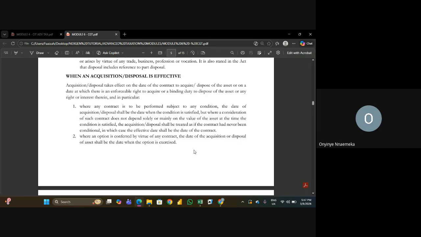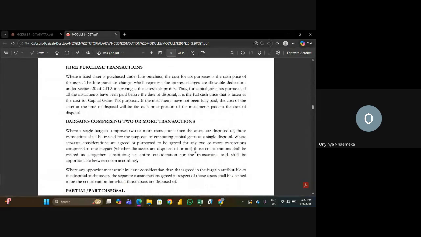So we all know what an option is now. We've done it in, what's it called? I might forget the name of this course. This strategic, what's the name of this course? I forgot it. SFM. You've done an option in SFM. So until you exercise your option, you will not be seen as if you have acquired or disposed of the contract.